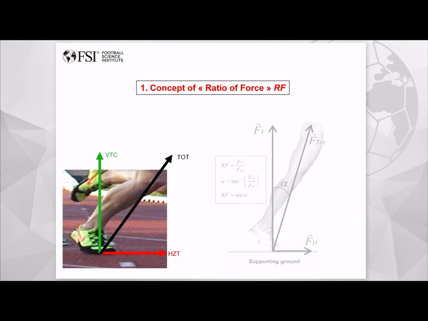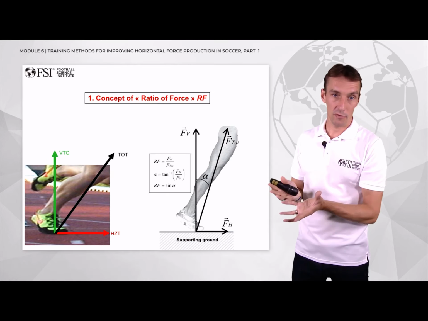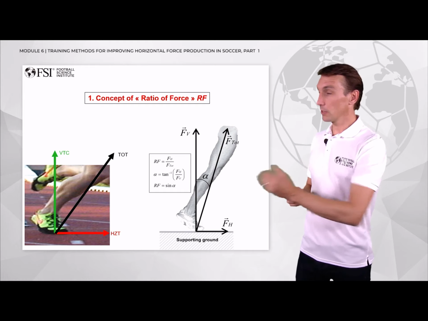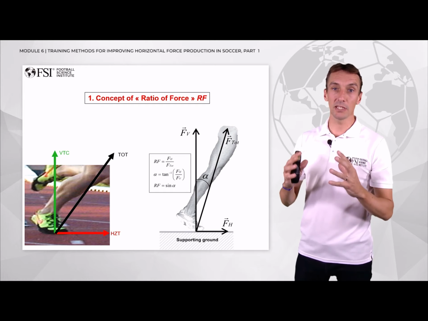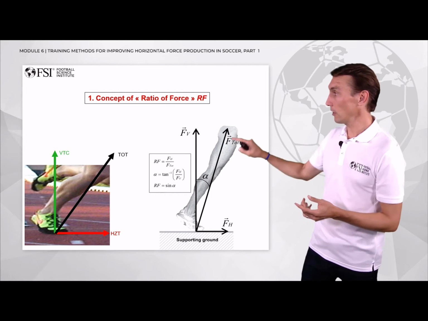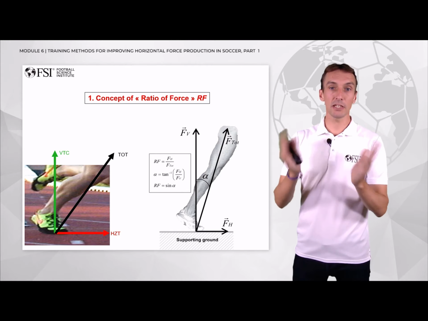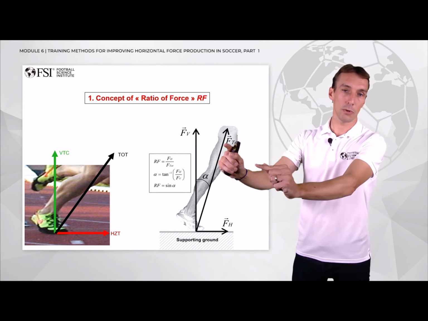The concept is very simple. It's a ratio. So it means it's a percentage between the horizontal component of the force and the total force output. So for example, in this situation, if my body is able to produce the total force that you see, it's the black vector, the orientation of this vector, the angle, will immediately dictate the horizontal component.